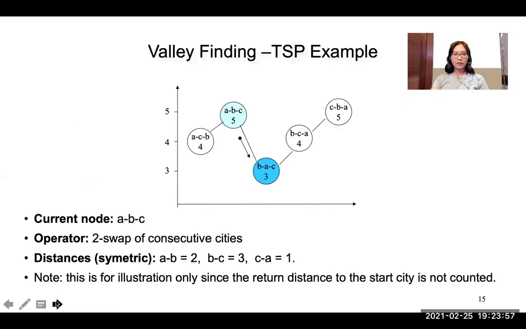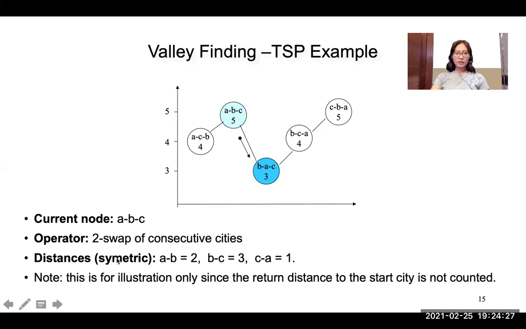For example, like this. Each node represents a solution. And then in valley finding, the current node is ABC, for example. They start from this node. The operator is to swap consecutive cities, so just swap the next cities. In this case, they swap the first two, giving BAC.